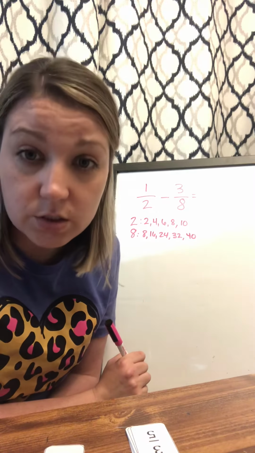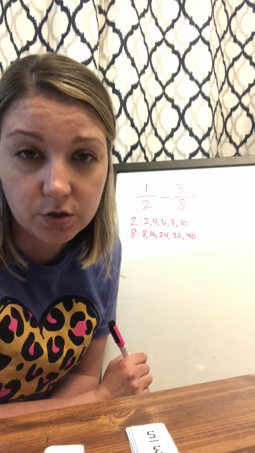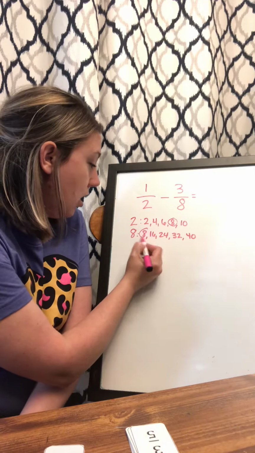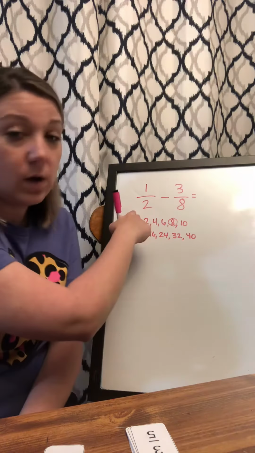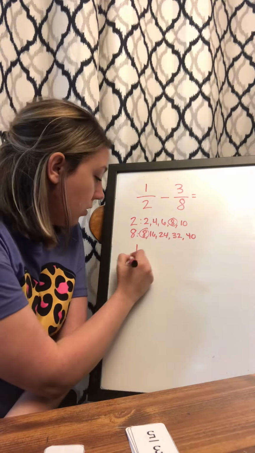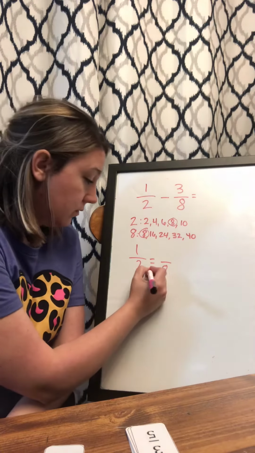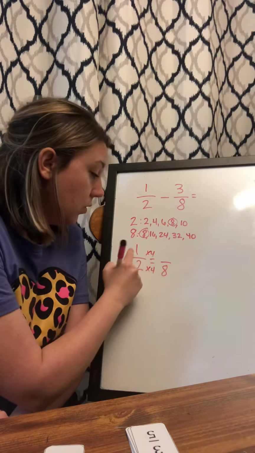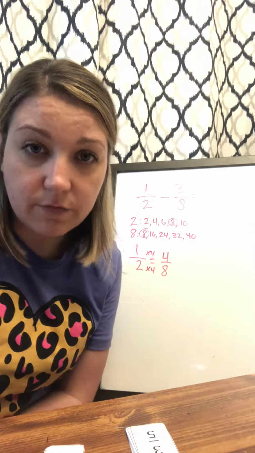You want to choose the smallest number that they have in common so there's less simplifying after you have completed your equation. So they have 8 in common. That is now going to be my new denominator. I need to take 1/2 and 3/8 and find equivalent fractions for them. 1/2 equals something over 8. 2 times what is 8? It is 4. If I multiply the bottom by 4, I must multiply the top by 4. 1 times 4 is 4. So my equivalent fraction for 1/2 is 4/8.